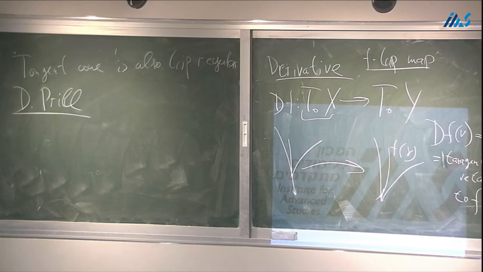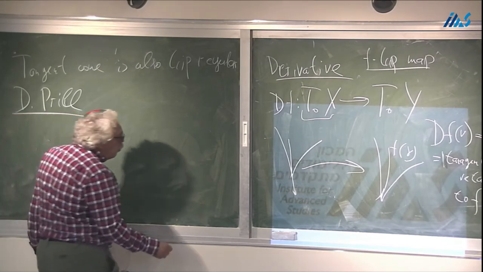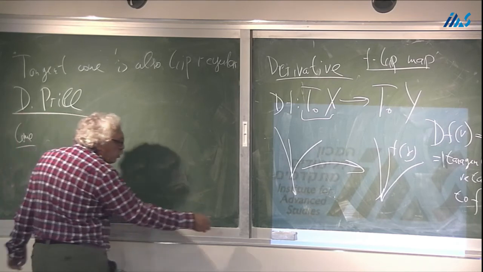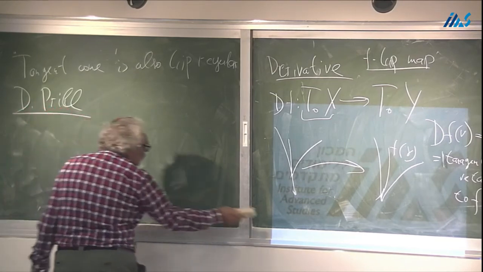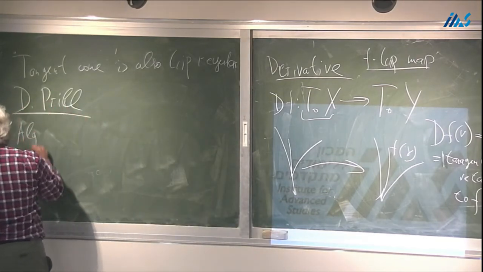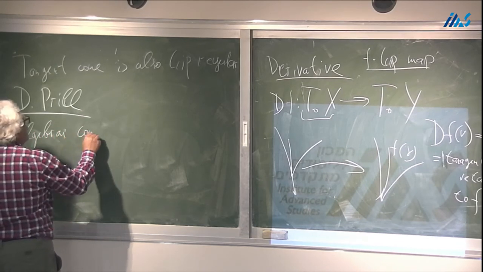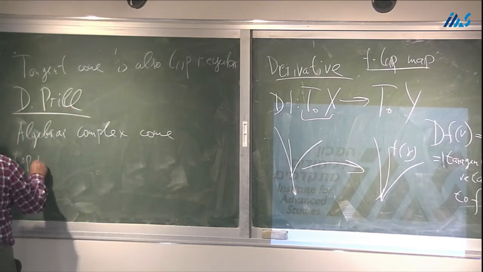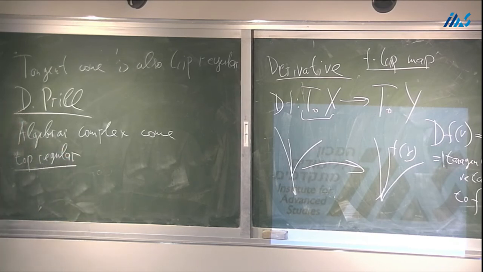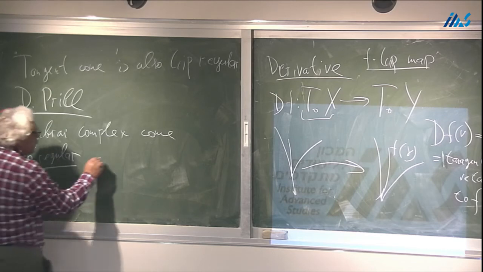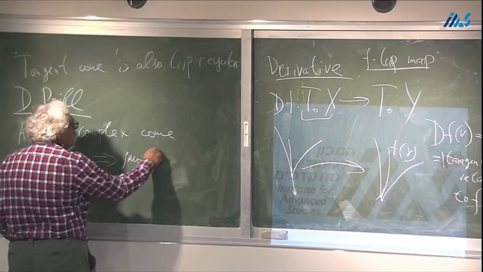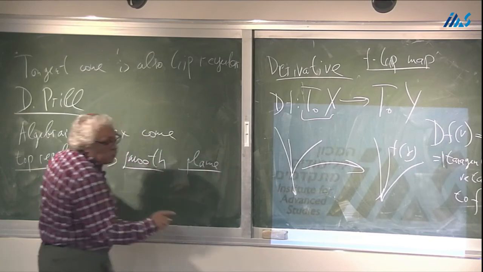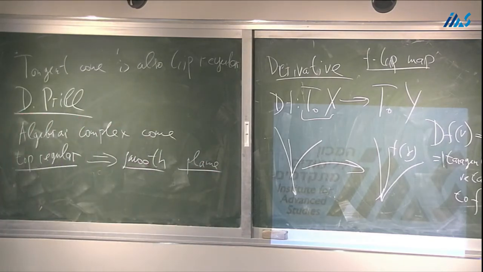And then in his thesis, he proved that if you have a cone, which is just a complex algebraic cone, who is topologically regular, indeed, he wanted to just follow the Mumford result, then it is smooth. Then it is a plane, because it's a tangent cone. Okay? A tangent cone to itself.